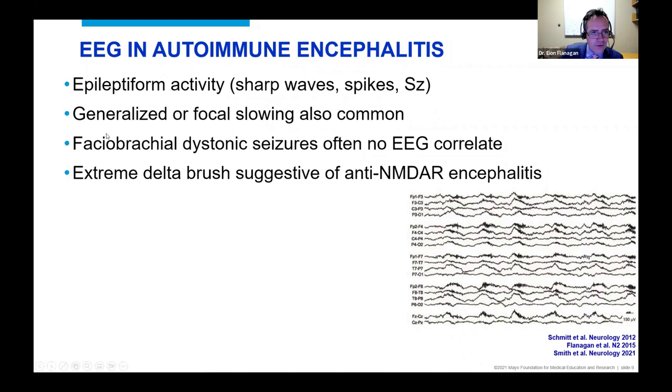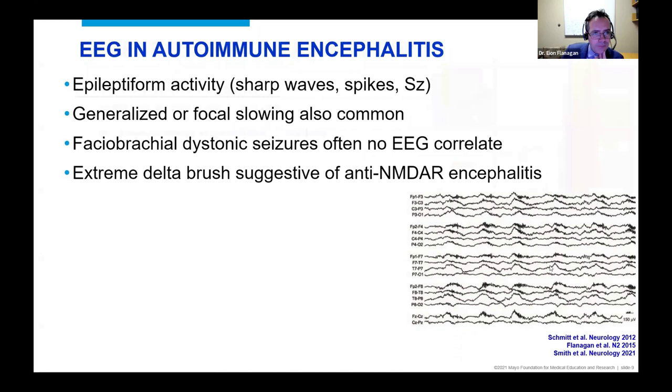Oftentimes the EEG in patients who have encephalitis or encephalopathy is abnormal, and usually will show slowing of the brain. So the brain is not working quite as fast, and we often see slow waves in the brain. And sometimes the EEG can be normal, even when a patient is having a seizure. There's something called faciobrachial dystonic seizures, where the EEG doesn't usually show much, but these are very characteristic and associated with LGI1 antibodies. And then sometimes there can be a pattern on the EEG that may tell us exactly what type of autoimmune encephalitis it is, like the extreme delta brush with NMDA receptor encephalitis.